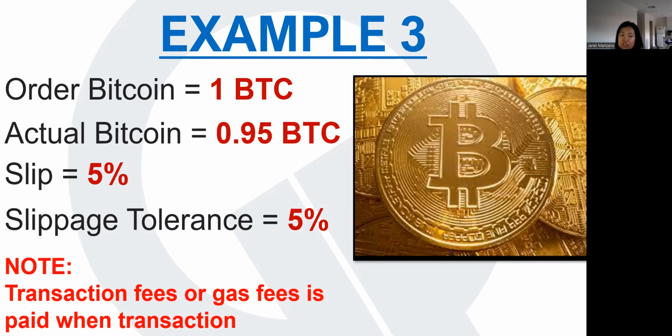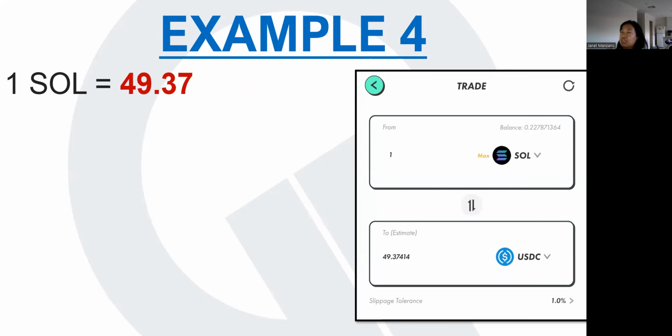And before I forget, I just want you to know that the transaction fees or gas fees is a separate amount that you need to pay to whoever you're dealing with, whether it's an exchange, a DEX, or a CEX. So yes, you need to take note that you also need to pay extra once the transaction happens. So it's not just the slippage that you need to consider, but also the gas fees or transaction fees.